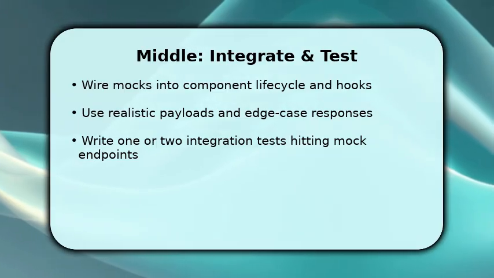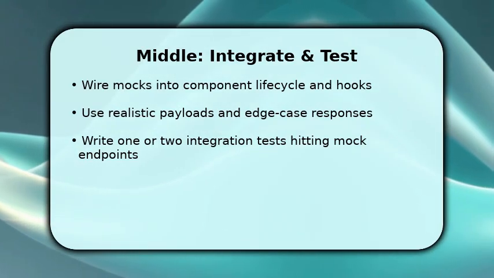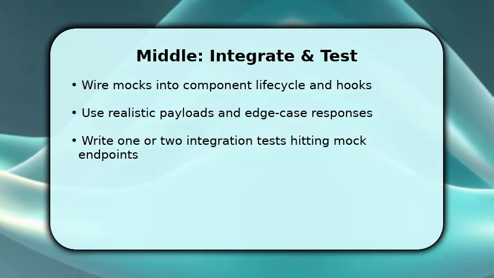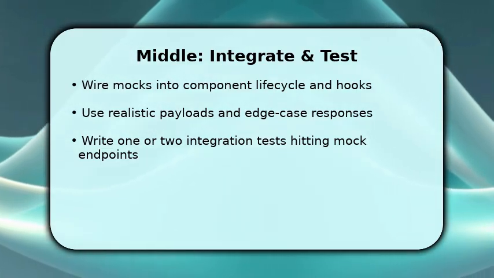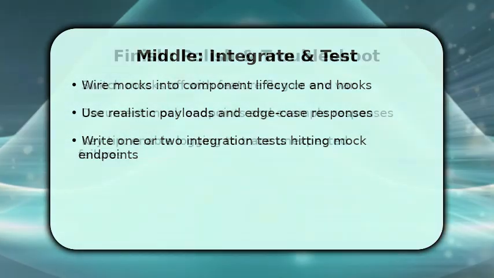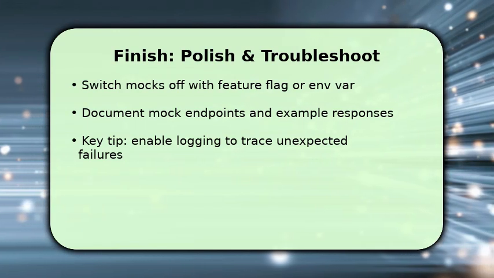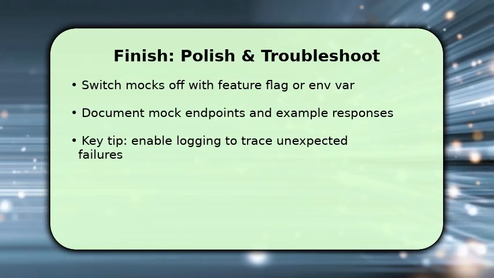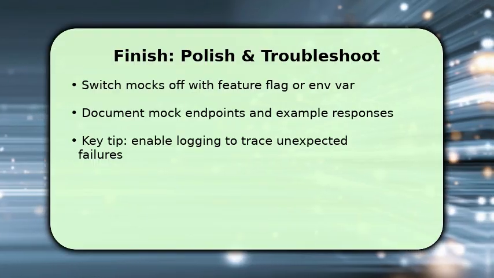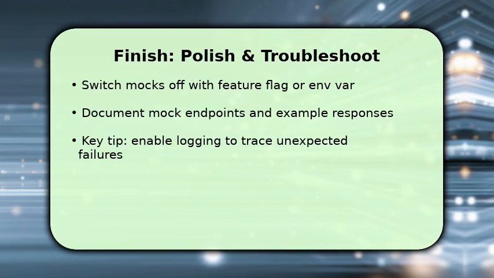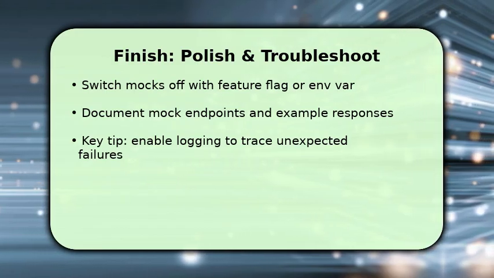Once tests run reliably, iterate on payload shape and response delays to model production timing. This reveals race conditions early. To finish, gate the mock behind an env variable or feature flag so you can toggle between mock and real services without code changes. Document each mock endpoint and include example responses for teammates to reuse.